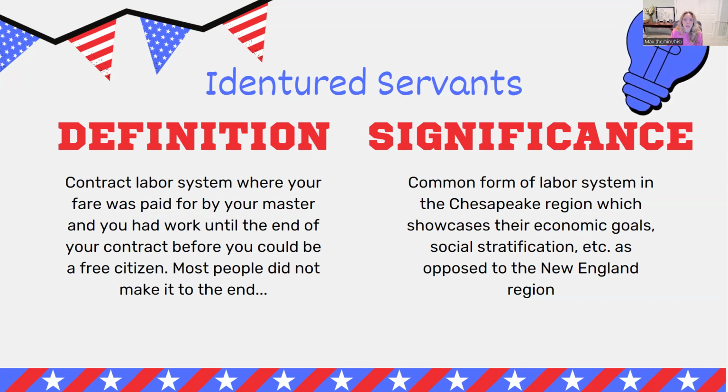So this reflects those economic goals of Chesapeake and how that differed from New England. It is one of the ways that not just the rich could eventually make their way over to the colonies. So it helped increase migration across the Atlantic. But once again, it allows us to see the stark differences between New England and Chesapeake, where Chesapeake has those economic goals and social hierarchy and social divisions where not everyone is the same.